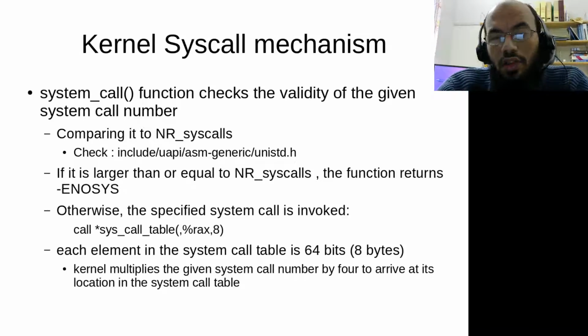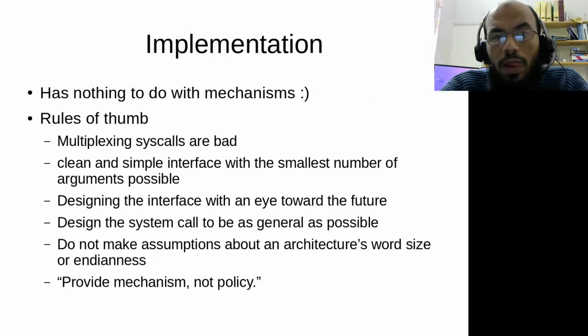And then there are details on how the memory is referenced for that. Each element in the system call table is 64 bits, and that means that the kernel multiplies the given system call number by 4 to arrive at the right location in the system call table, and this is just for x86. This is very x86 specific. Okay, and the actual implementation has actually nothing to do with the mechanism.